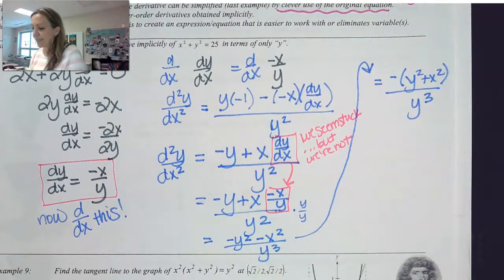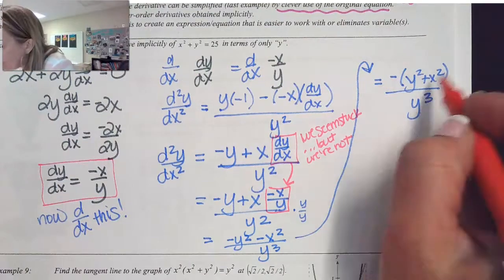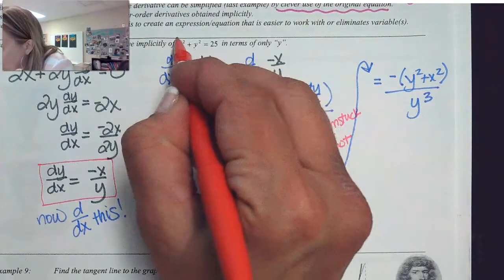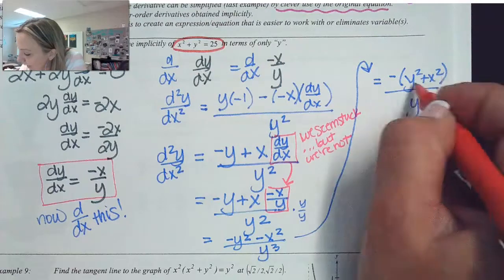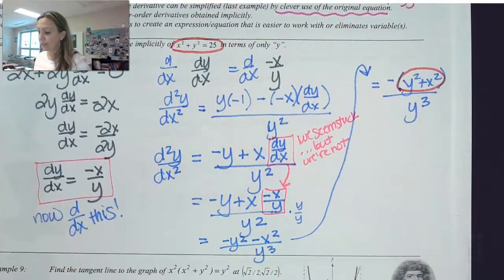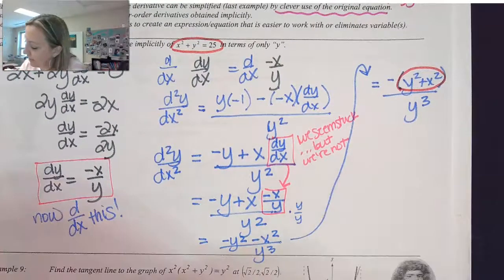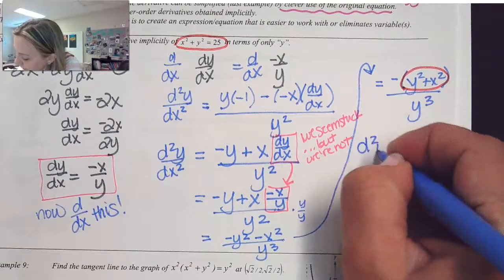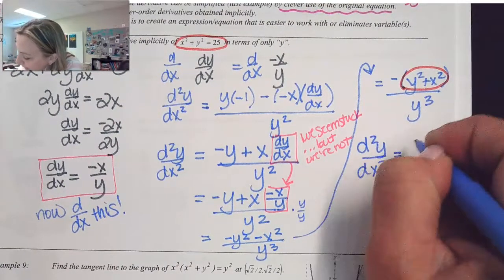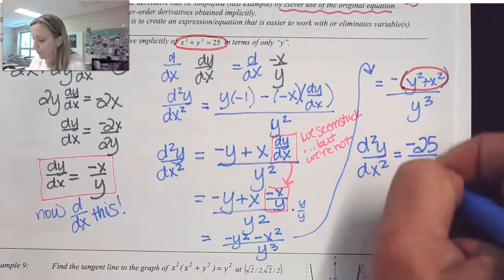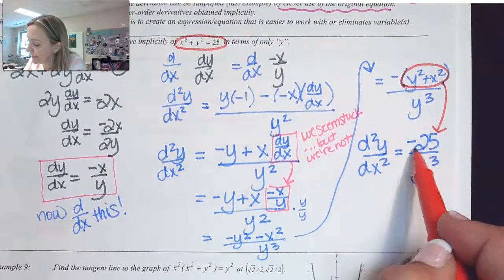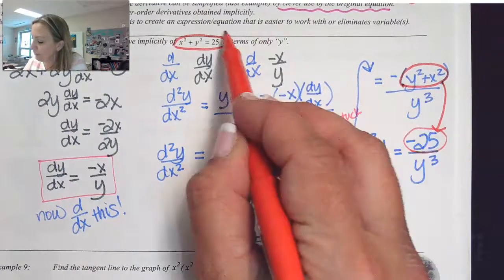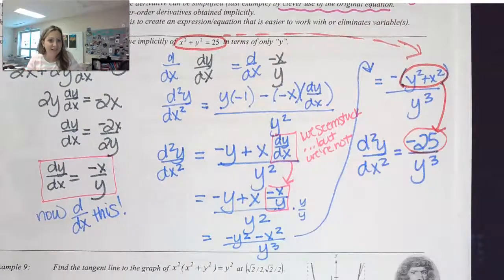Oh my goodness, look how exciting this is, you guys. Again, let's think about our original equation. Our original equation said that x squared plus y squared was 25. And look what we have here. We have x squared plus y squared essentially, right? So what this tells me is that if I want my second derivative, then that's going to be -25 over y cubed. So this y squared plus x squared really is the same as that 25 from the original equation. Isn't that fun? So it's like this little puzzle.